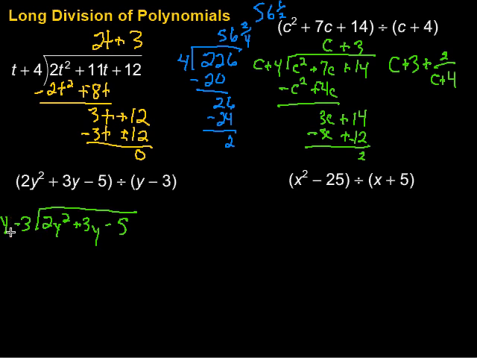Okay, so then what times y is going to get me 2y squared? Well, that would be 2y. 2y times y is 2y squared. Then 2y times minus 3 is negative 6y. Okay, then I need to subtract this, so I'm going to distribute a negative through. This becomes minus. This is already minus, so that's going to be plus.